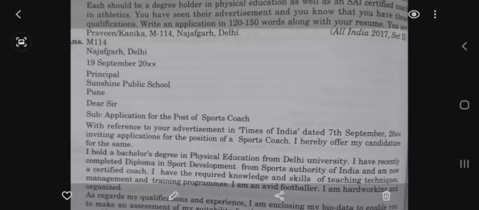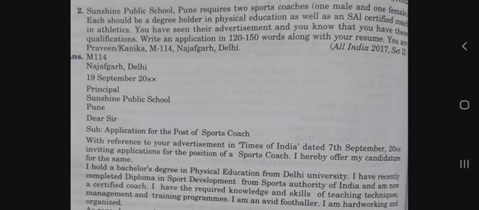Sunshine Public School, Pune requires 2 sports coaches, one male and one female. Each should be a degree holder in physical education as well as an SAI certified coach. SAI means Sports Authority of India certified coach in athletics. You have seen the advertisement and you know that you have these qualifications. So write an application in 120-150 words along with your resume. You are Praveen Kanika, M114, Transfer, Delhi.